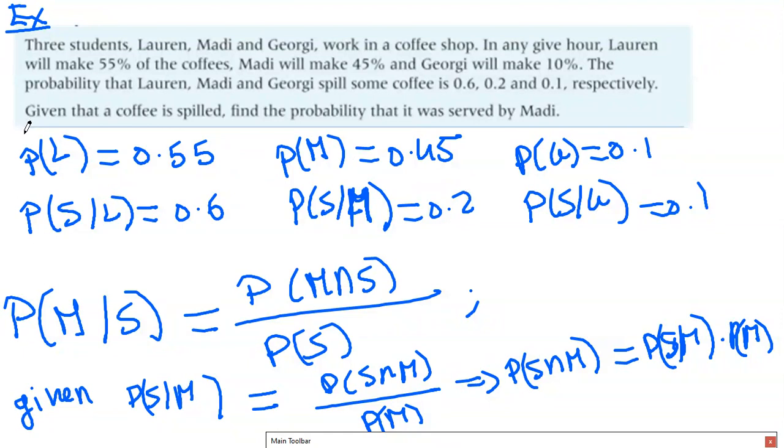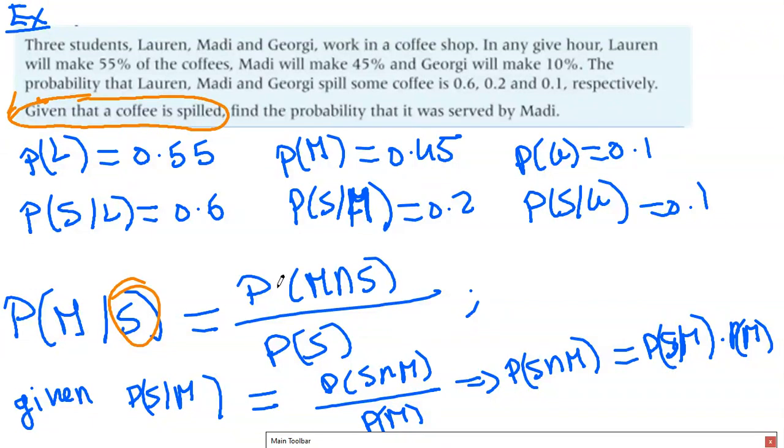The question is, given that a coffee is spilled, when they say given that the coffee is spilled, it means it's a conditional probability. It means it's a slash S here. Did you see it? This is given that the coffee is spilled. Okay, find the probability that Maddie did it. Let's say I forgot Bayes theorem. Okay, let's just look back at the formula.